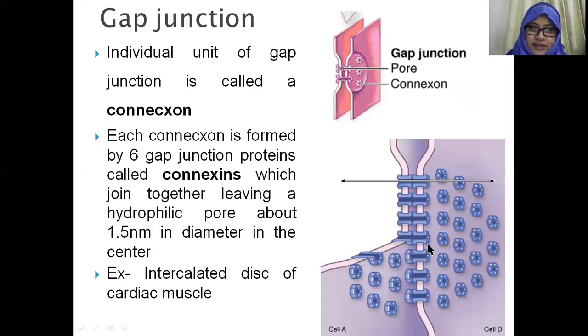In this figure, we can see these are individual units that are known as connexons. And we can see each connexon is formed by 6 gap junction proteins that are known as connexins. When these connexins are joined together, in the center there is a gap which is 1.5 nanometer in diameter to pass substances from one cell to another cell. This type of gap junction we can see in the intercalated disc of cardiac muscle.